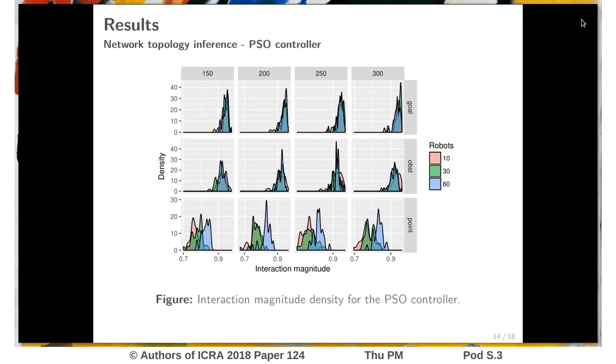Particle swarm optimization introduces a stochastic approach to explore a search space, trying to optimize the fitness function. When swarming around a point, the interaction magnitude seems to increase with the swarm size. Communication range seems to narrow distributions to higher magnitudes, but there is no clear relationship.